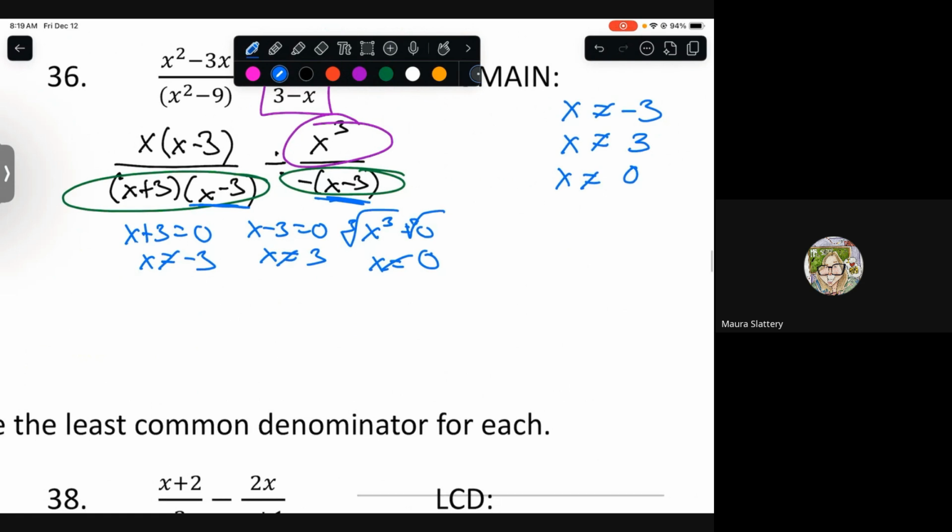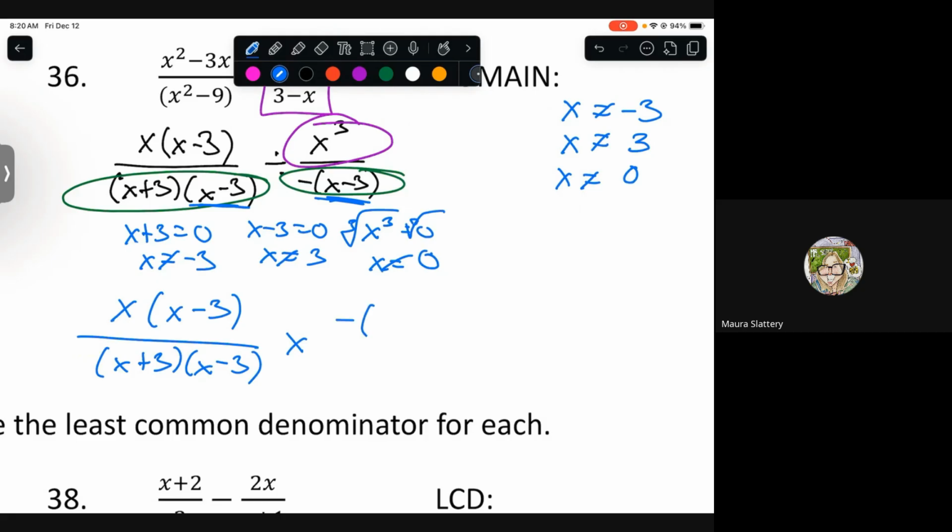Now, because it is a division problem, what we're going to do is keep the first fraction the same. And this is where we do the keep, change, flip. So now we change this to multiplication, and we flip that second fraction. So let's see. I'll have this one cancel with this one. And with these x's, this x cancels with one of these x's. So I have an x and then an x cubed in the denominator. That means I'm going to be left with an x squared here.